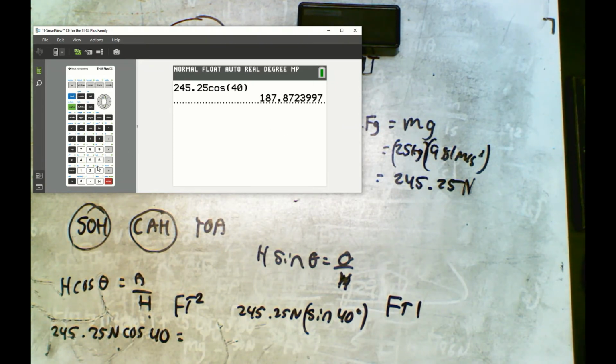So that's FT2. And then 245.25 sine of 40, that's going to be FT1. Right? We have two sig digs, so you'd probably answer in scientific notation, but yeah, so 188 and 158 is fine, I guess. I should have put another sig dig on there.